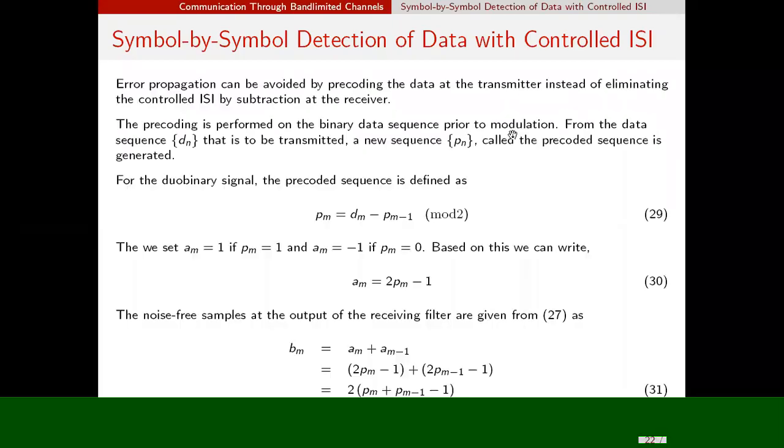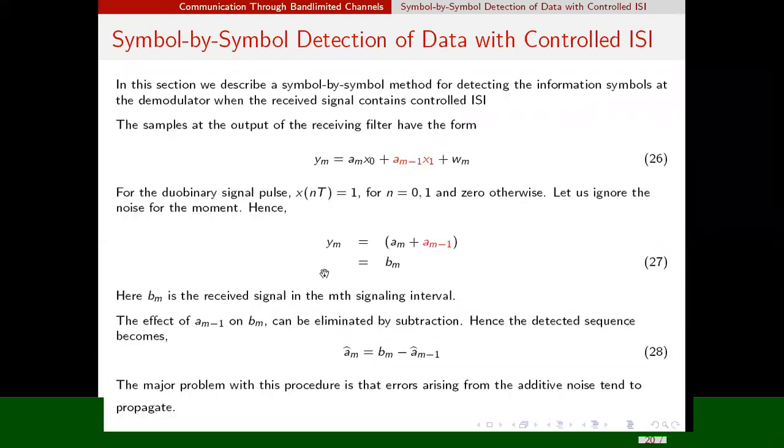Okay, let us start today's session. In the previous class, we discussed controlled ISI. What was the controlled ISI and what were the corresponding equations which we have seen in the previous class? The basic equations were as follows. This is the equation we were discussing in the previous class.